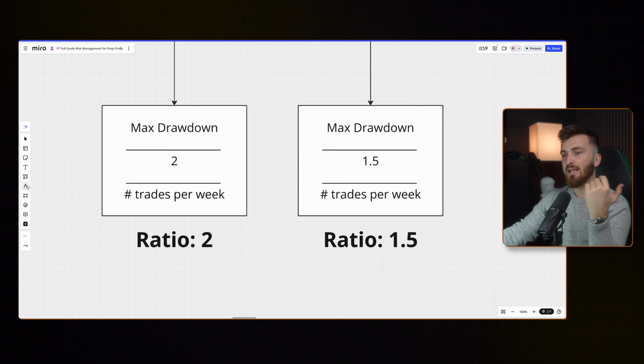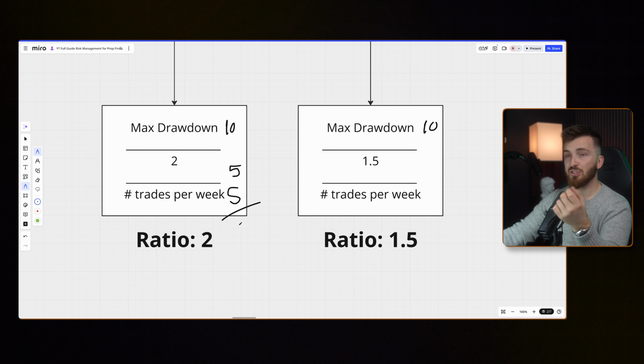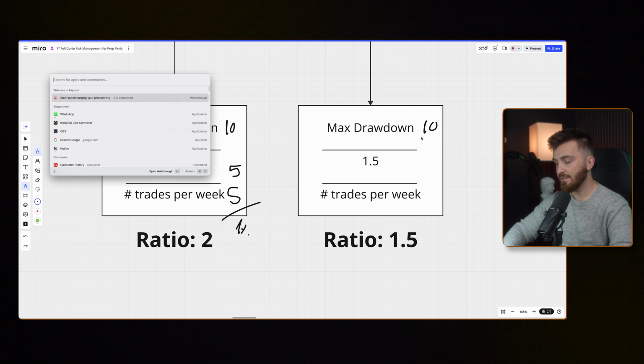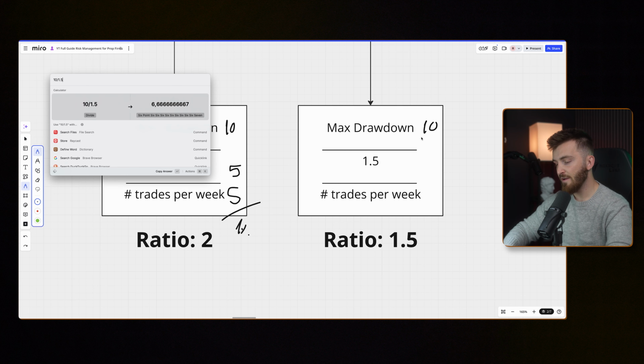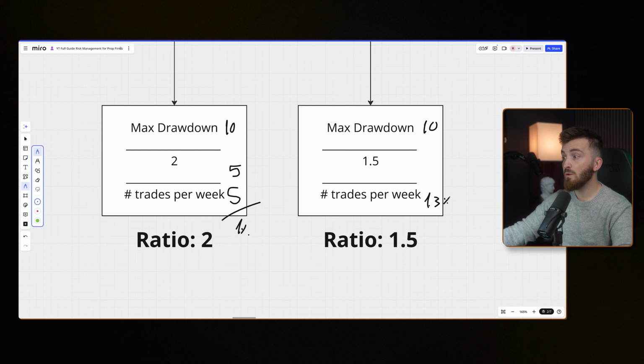So once again, let's imagine that we are talking about the Funded Next Stellar 2-Step. The max drawdown is going to be 10. The max drawdown is going to be 10 divided by 2. That is 5. And let's say that you are taking one trade per day. That is divided by 5. And that gives you a total risk of 1% per trade. Now, on the same one, if you want to get funded faster, then 10 divided by 1.5 divided by 5, it's going to be 1.3% risk, right?